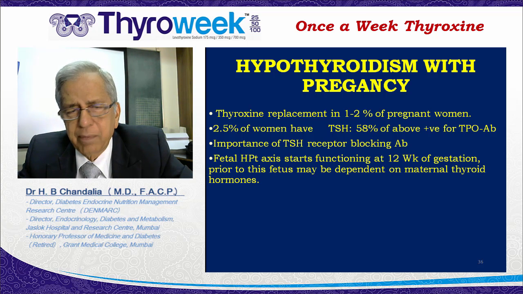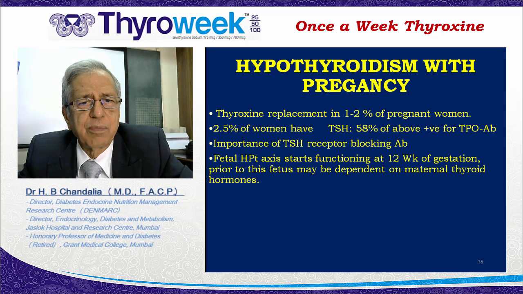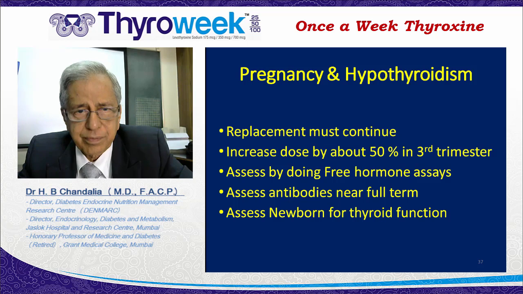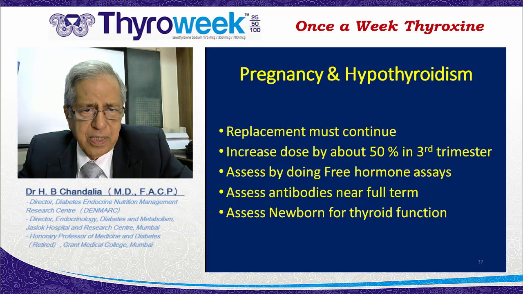And this relative hyperthyroidism seen in the first trimester of pregnancy is physiological, and you would like to simulate the same, and hence as soon as the diagnosis of pregnancy is made in a hypothyroid person on replacement therapy, you should immediately escalate the dose. The replacement dose must of course continue uninterrupted. The dose should be increased by roughly about 50%, and it should not only be in the third trimester but should start right from the beginning.